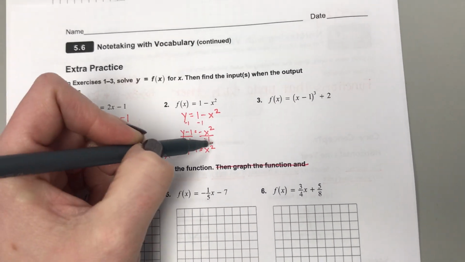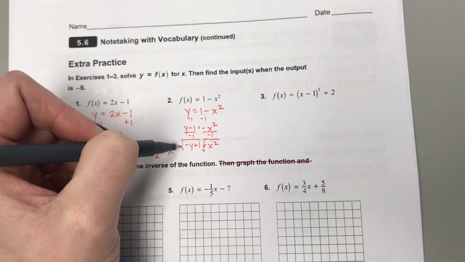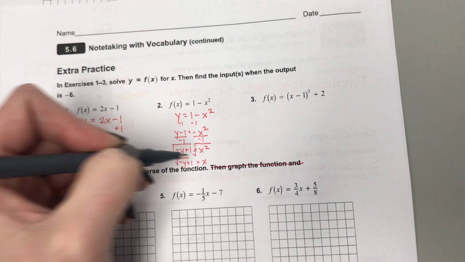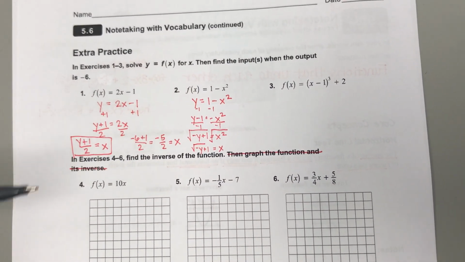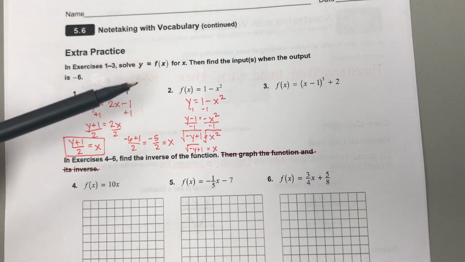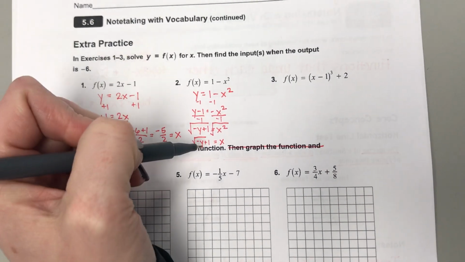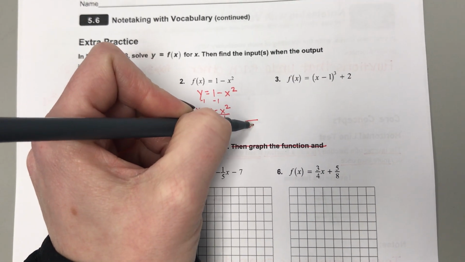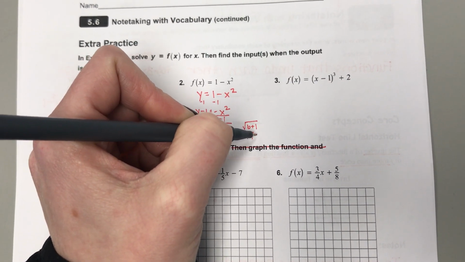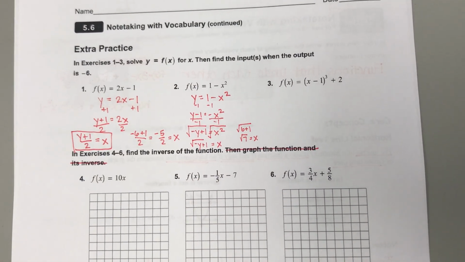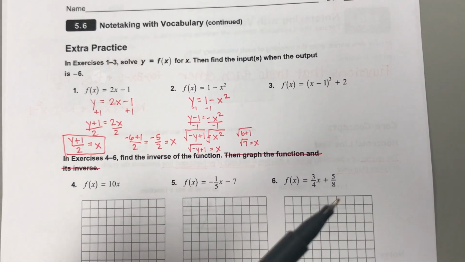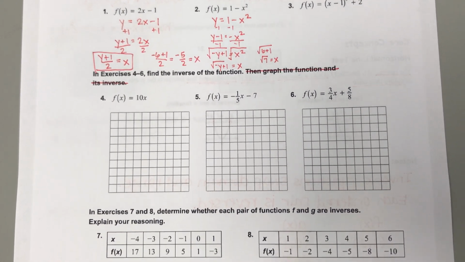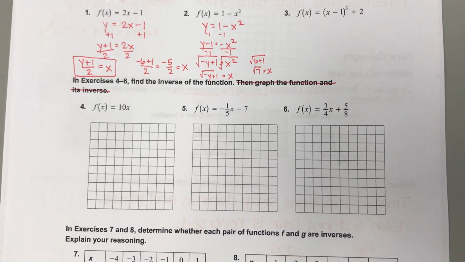And now I need to square root. So the square root of negative y plus 1 is going to equal x for me. So now if I plug negative 6 in, I'm going to have negative 6, so positive 6 plus 1, which is the square root of 7 for x. Okay, I'm going to skip 3 for right now. I'm already at 6 minutes, so I just want to make sure I don't take too much time.